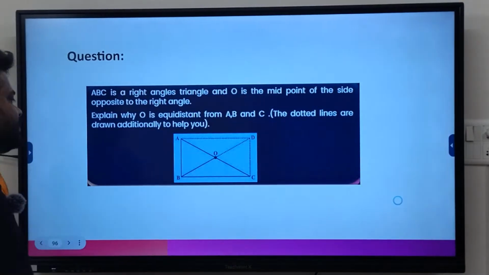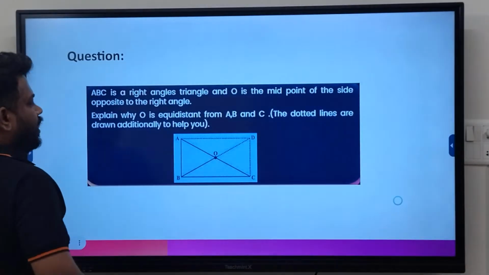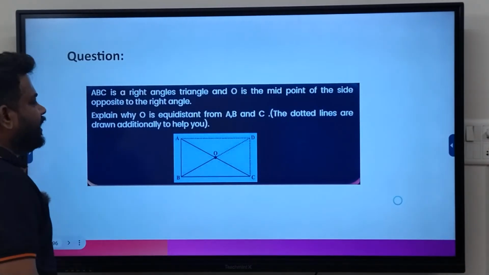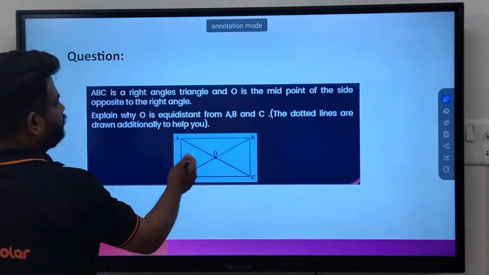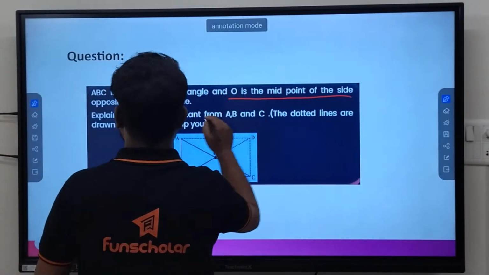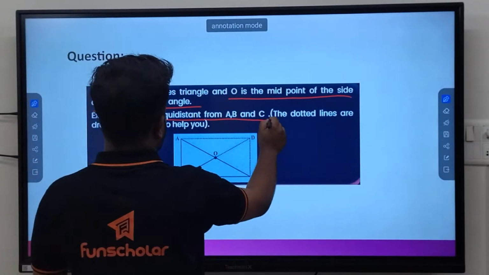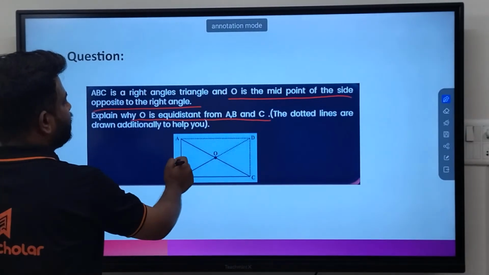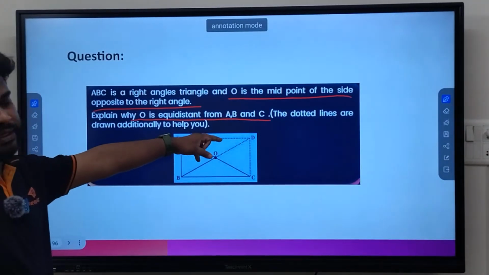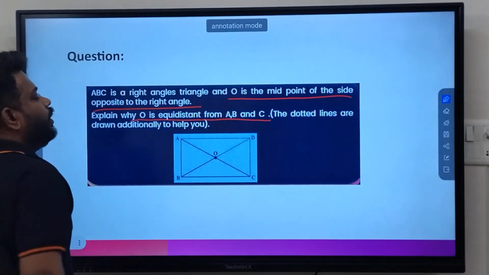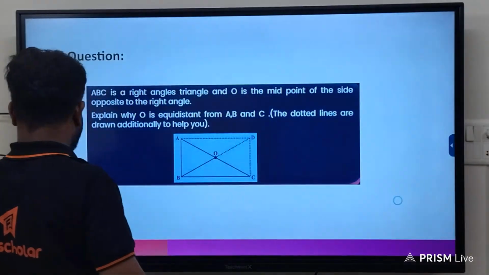So from this property we will say that AO equals OC, BO equals OD, and the dotted line, that O point is the midpoint of the side opposite to the right angle. So O will be equidistant from A, B and C. Okay, and D is not written here before, so that's why O will be like C, right? This is another theorem actually.